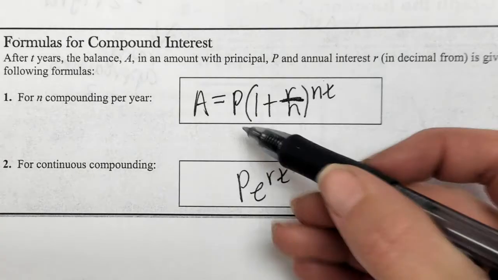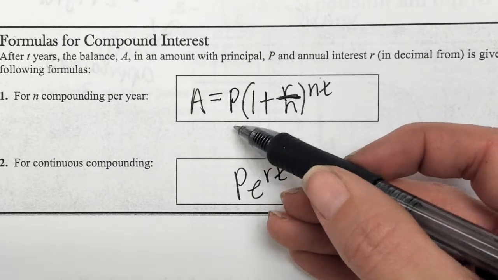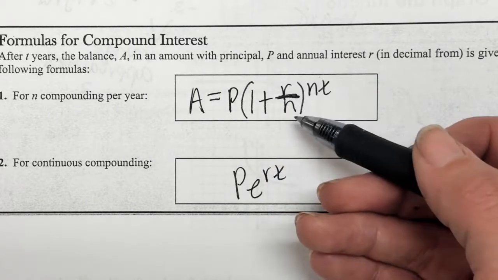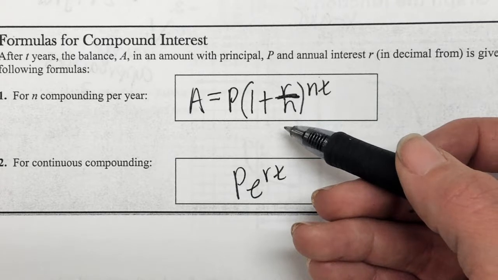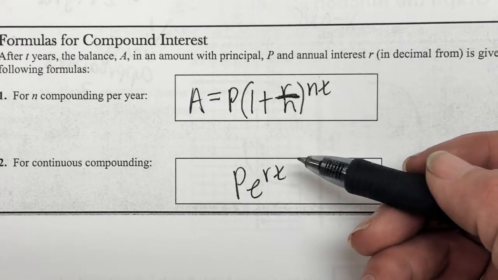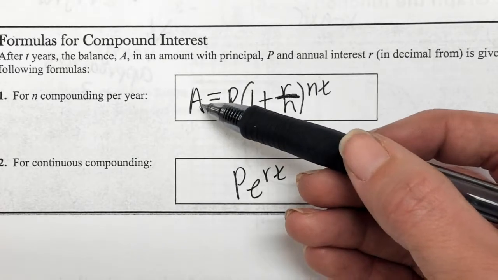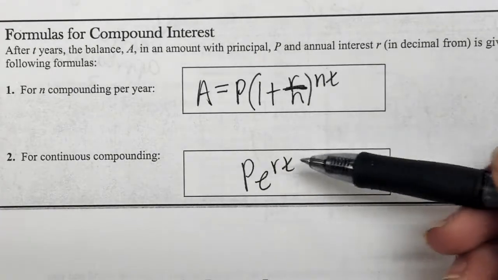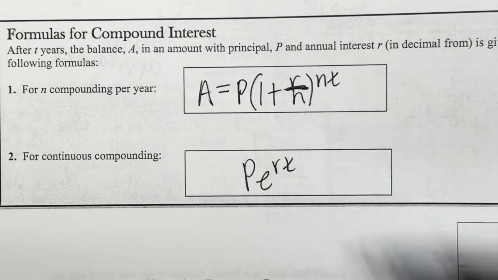Before we start this, the P stands for principal. That's the money you're putting in, how much you're putting in the bank. The r is the rate. The n is how much it's being compounded, like if it's monthly or quarterly. The t is time in years. A is how much you'll get after this compounding is over. And then same thing here: principal, rate, time.